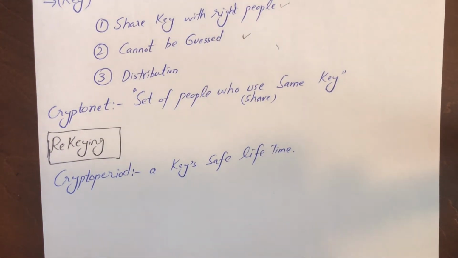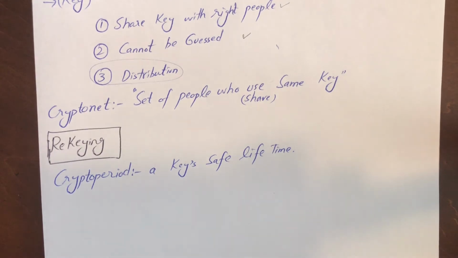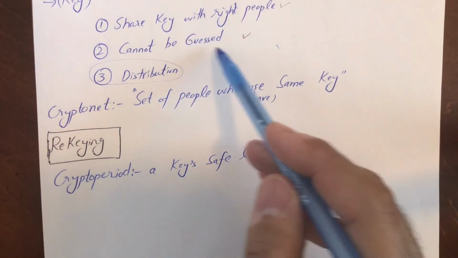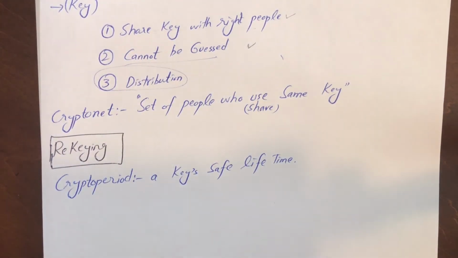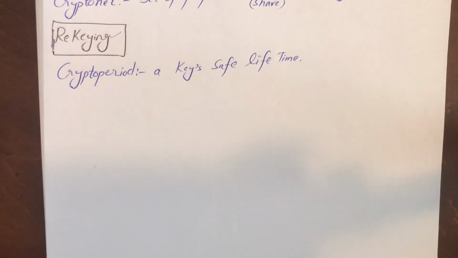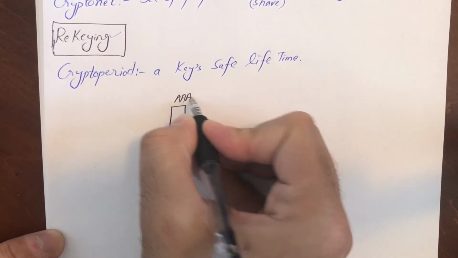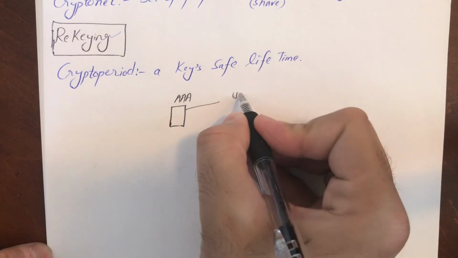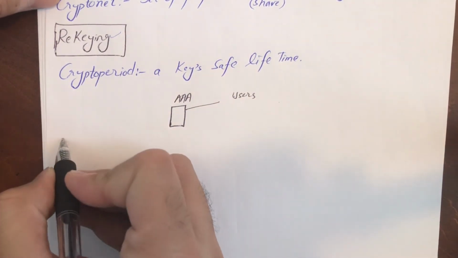So first of all, let's see how we can do the distribution of the key. Then I'll come to how we can generate the keys. Then we will discuss how to share the key among the right people. And then we will talk about rekeying as well. So first of all, key distribution. Let's say this is the main authentication server, a AAA server, for example. How can it distribute the keys to the legitimate users? So the first problem is key distribution.